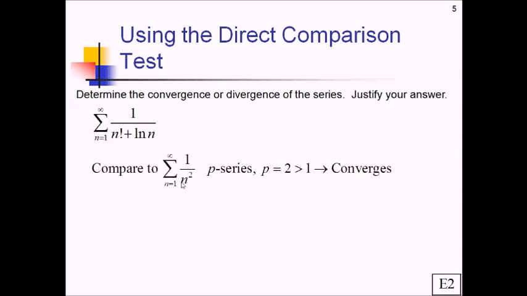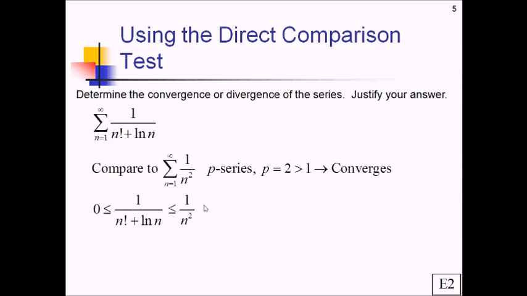What's going to be bigger as n grows to infinity? Our original series or 1 over n squared? Well, n squared grows a lot more slowly than n factorial. So that means that this denominator down here, since it's growing so fast, is going to make this fraction smaller than our comparison series. So I'm going to write 0 less than or equal to my original series, less than or equal to my comparison series.